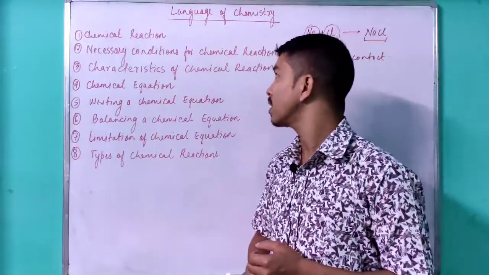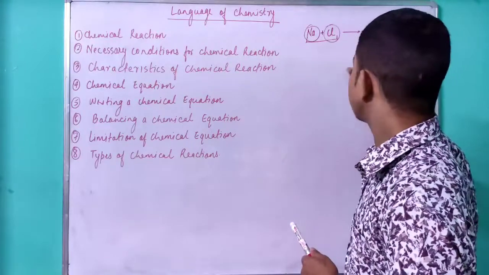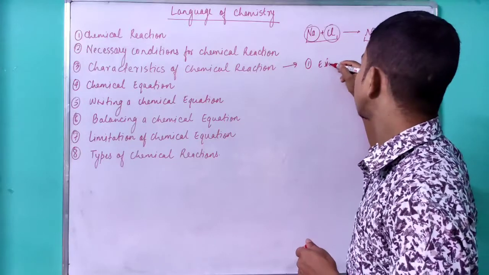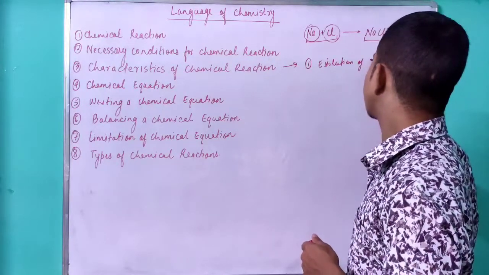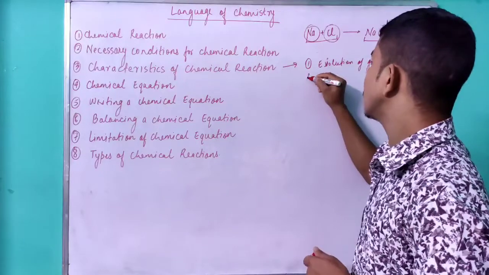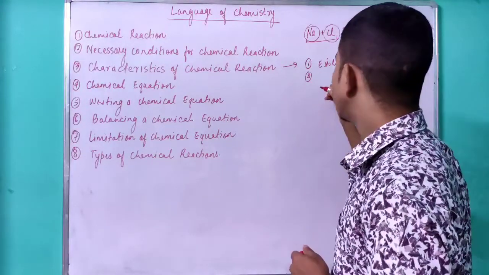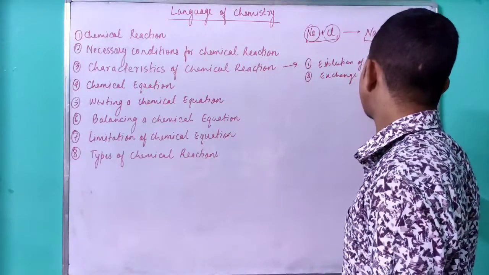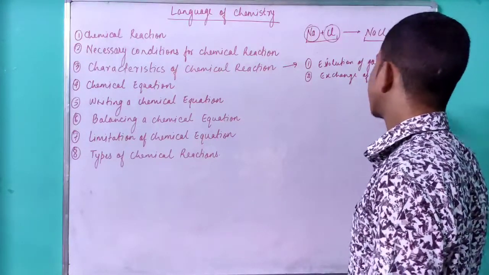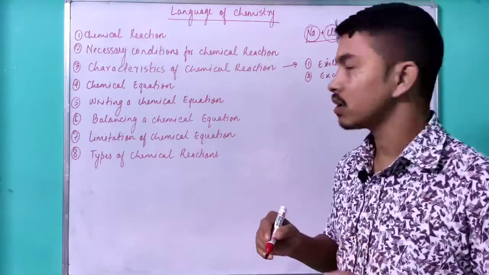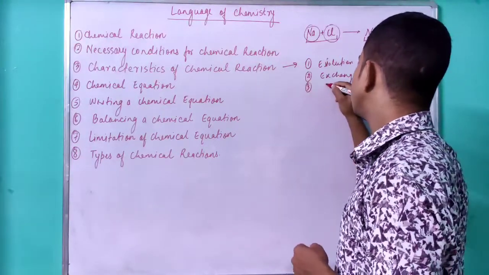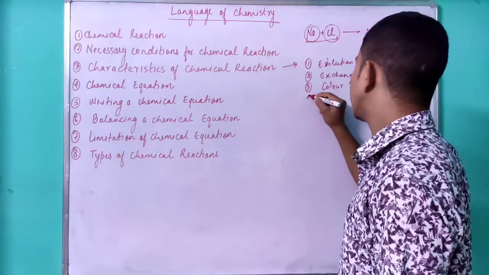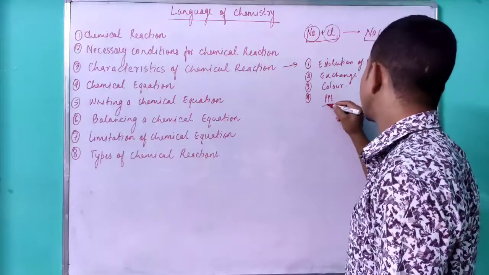Now coming to the characteristics of a chemical reaction. Whenever a chemical reaction occurs, it may be accompanied by the evolution of gas. The second, sometimes there is an exchange of heat also. That means whenever a chemical reaction occurs, either heat is absorbed or heat is given out. The third, a change in color may also occur. Then fourth, the formation of a precipitate may occur, which is written as PPT.